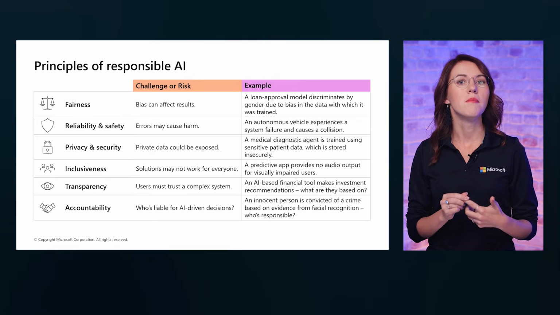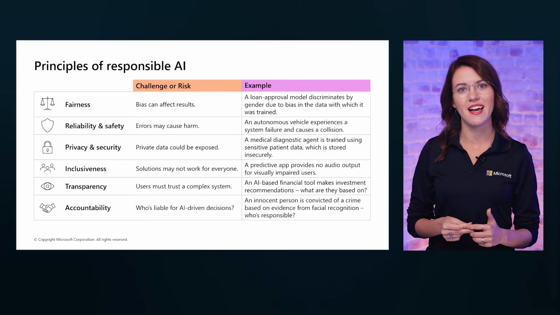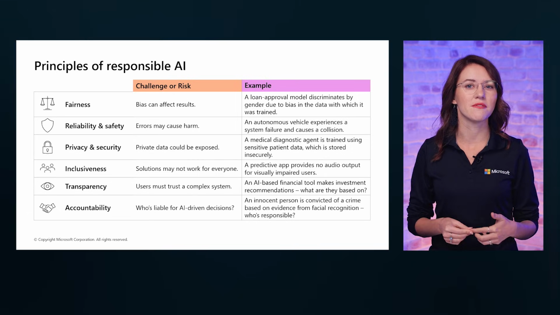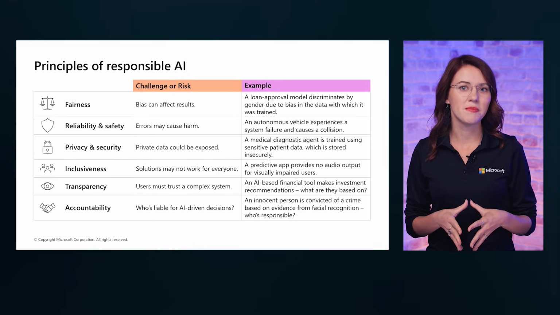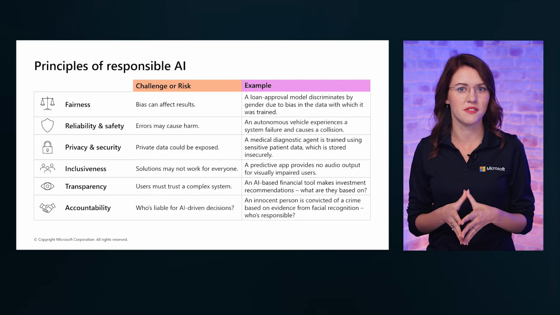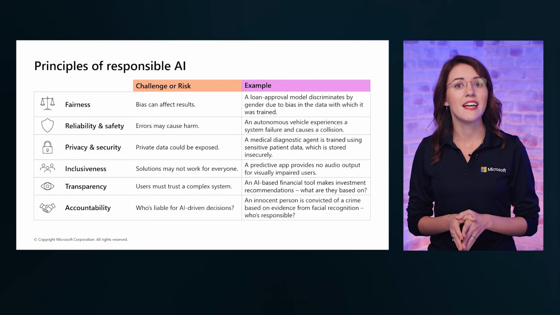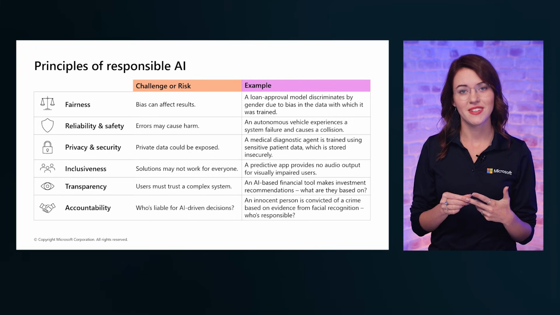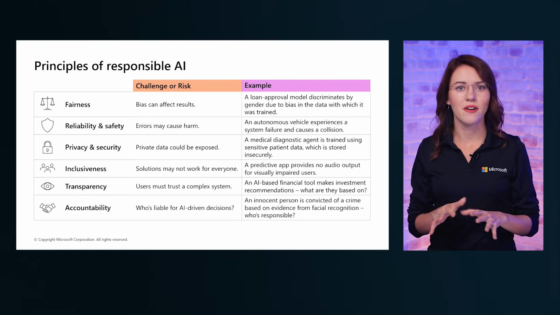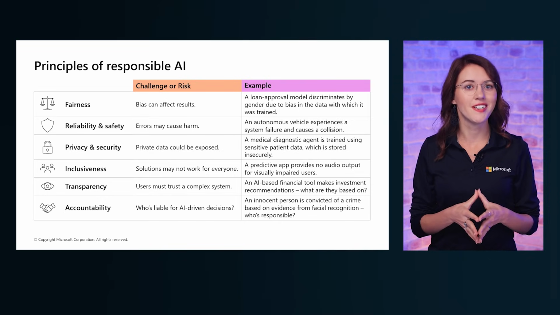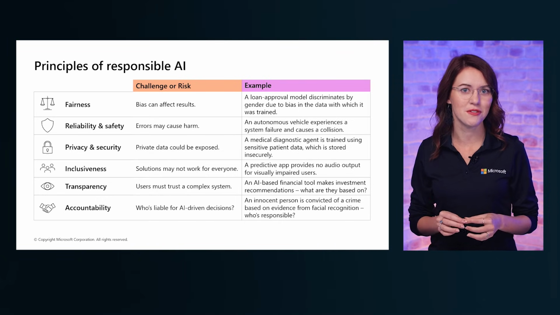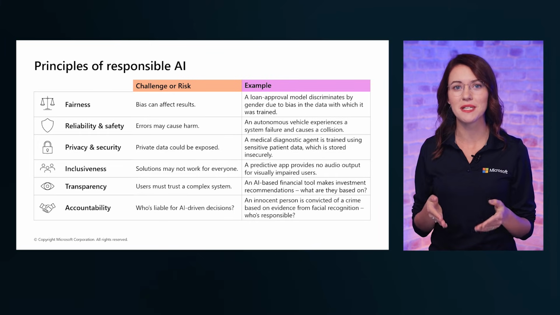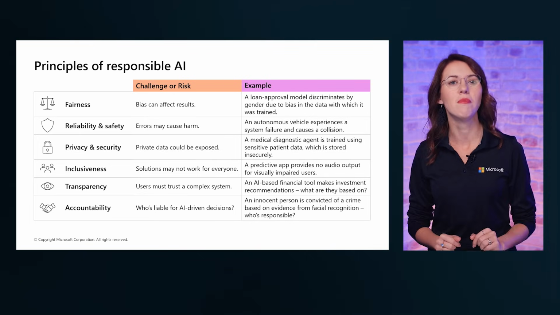Reliability and safety means AI systems must perform as intended. Think about an autonomous vehicle or a healthcare app that recommends treatments. If these systems fail, the consequences can be serious. That is why rigorous testing and monitoring are essential before deployment. Privacy and security is about protecting data at all times. AI models learn from large datasets, often containing sensitive information. Azure services include built-in security and compliance features to keep that data safe even when models are in production.